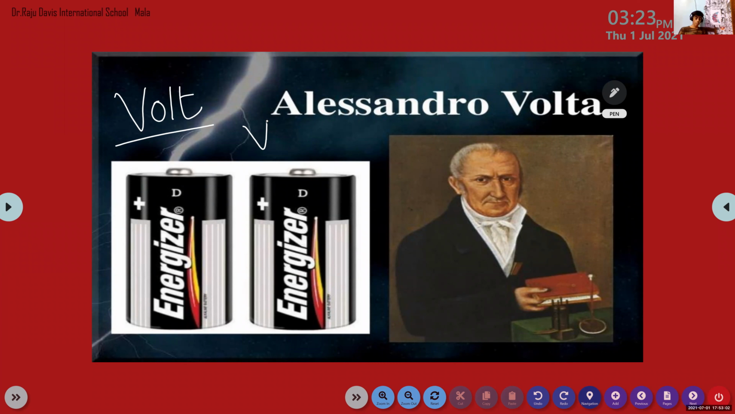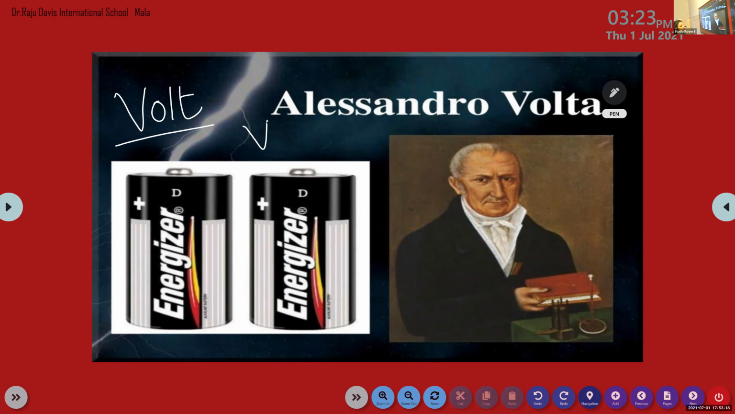Ampere. It is named after which physicist? Andre Marie Ampere, because he made a lot of contribution in the field of electromagnetism. So in order to honor him, the SI unit of current is ampere.